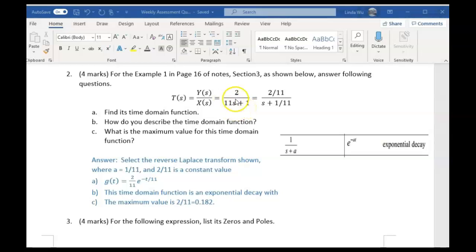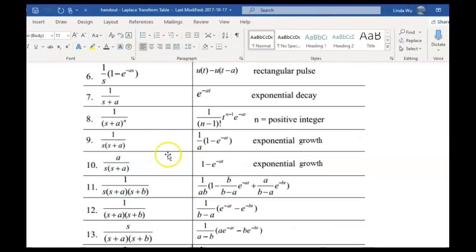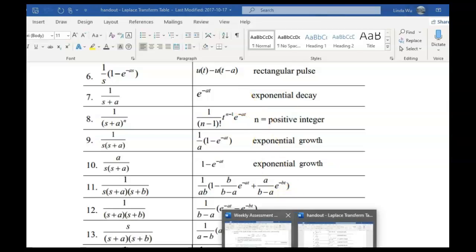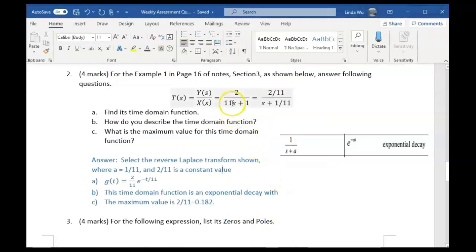We try to fit this expression with the values in the table. Here we have 1 over s plus a. We don't have factors in front of s. So we go back here, and we try to cancel this 11 before the s. We divide by 11 for the numerator and the denominator.